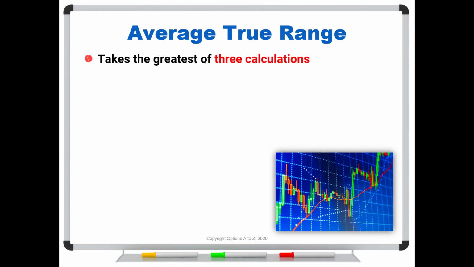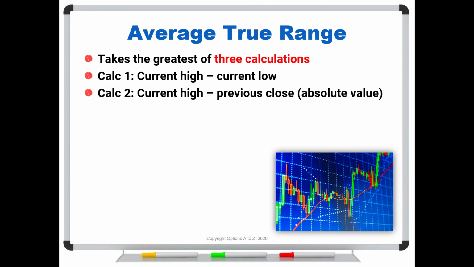The average true range takes the greatest of three calculations. This is really the heart of the ATR and what's probably the most important to understand. Calculation number one, you're going to take the current high minus the current low. So whatever the highest trade was from today and whatever the lowest trade was, you subtract those out and that gives you some number. Let's record it, but let's compare it to another calculation. We're going to look at today's high, by current, I mean that's our current candle, and we're going to subtract off yesterday's close, the previous close.